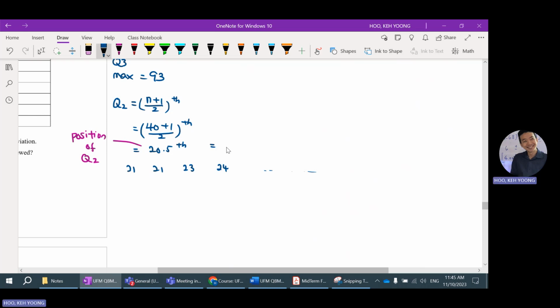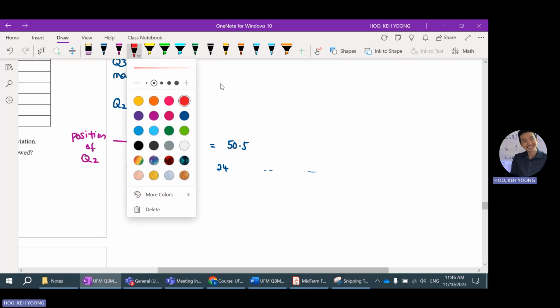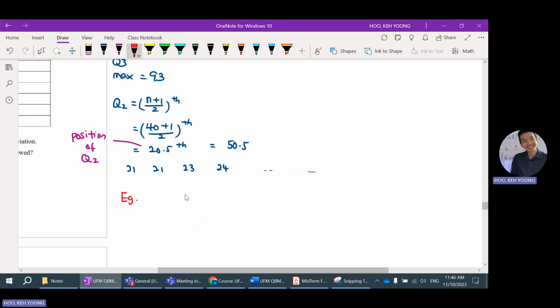Either you use a calculator or you arrange the data. So you look for 20.5. What answer do you get? Q2 is 50.5. Do you guys get this answer? Let me demonstrate with an easier example how to get Q2, since the sample size is too large already.